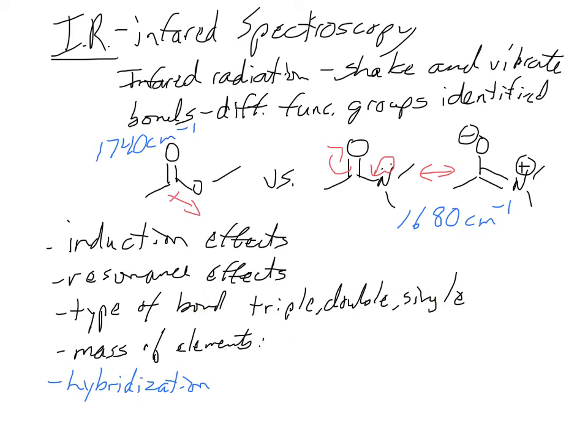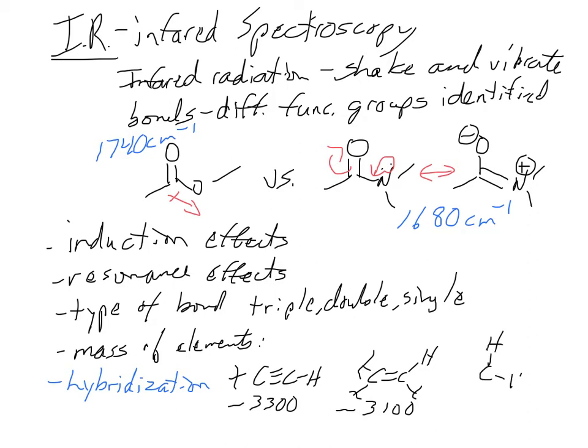But remember, on your tables, there's some numbers, right? If you have an SP CH, that's at around 3,300 and is sharp. SP2s are around where? 3,100. It's always around 3,100 or so, approximate. And then an SP3 CH, those are around 2,950. They're never above 3,000. Right? They're never above 3,000.